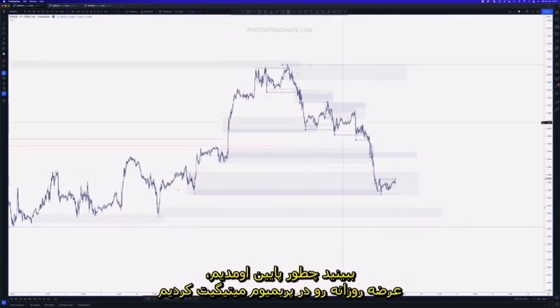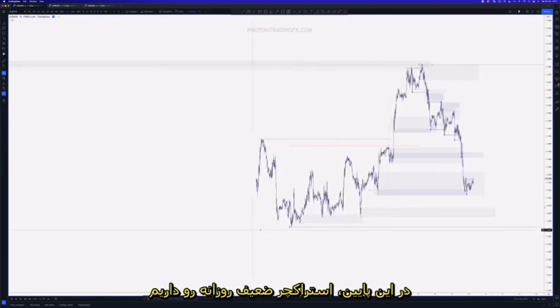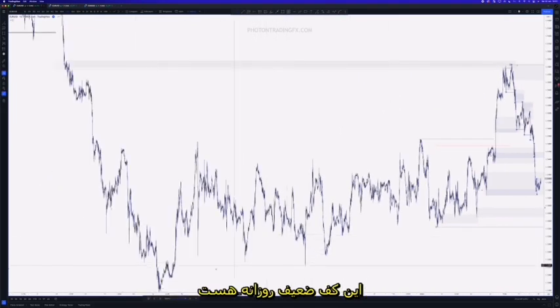Look at this, the way we've come down, we've mitigated daily supply and premium. You know, there's unmitigated levels below. You know, this is daily weak structure down here. This is the weak daily low.